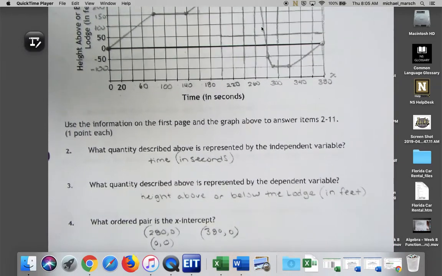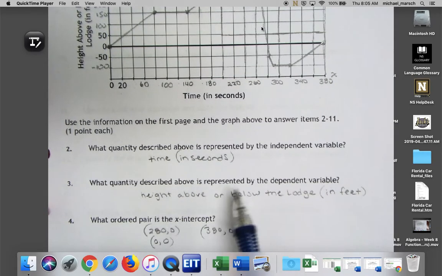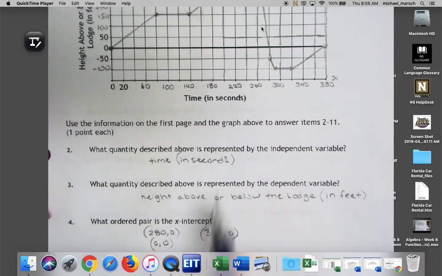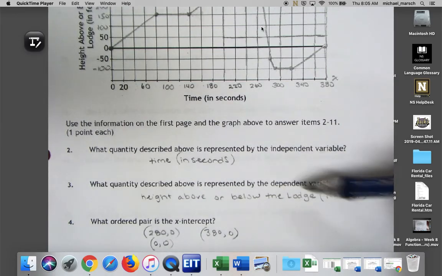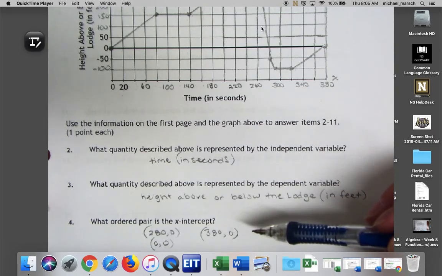So number 2, because number 1 was to sketch it, what quantity described above is represented by the independent variables? Remember, independent is the x value, so that's going to be time. What quantity described above is represented by the dependent variables? That's going to be the height above or below the lodge in feet. That's our y-axis.